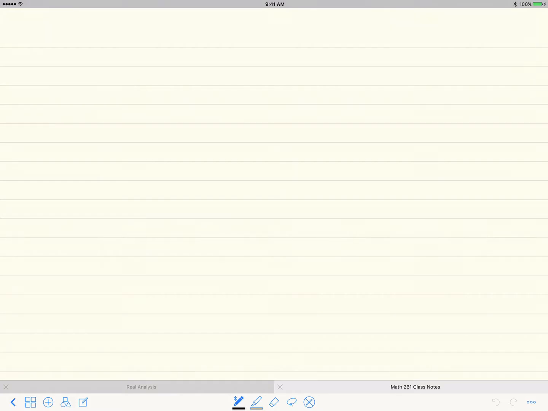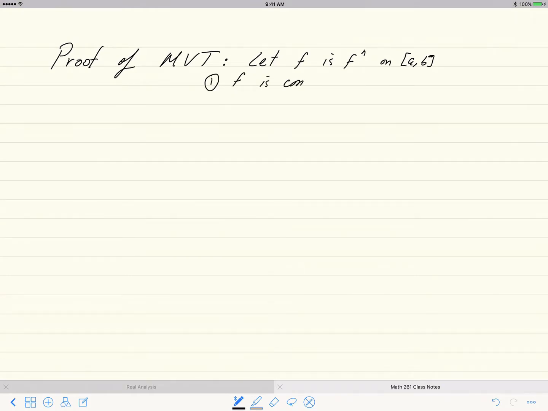Okay, now we're ready to write a proof of the mean value theorem. It's not very hard, but let's start by saying that f is a function on the closed interval and that it satisfies the two properties. So f is continuous on the closed interval, and number two, that f is differentiable on the open interval AB.